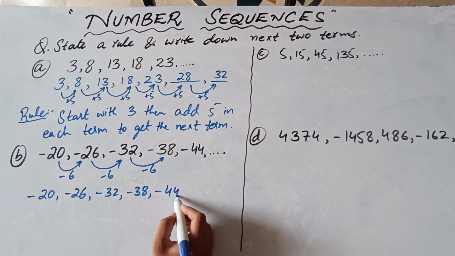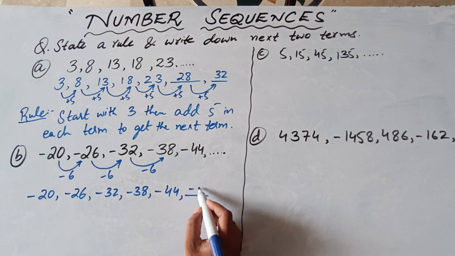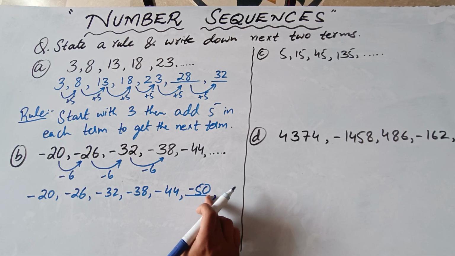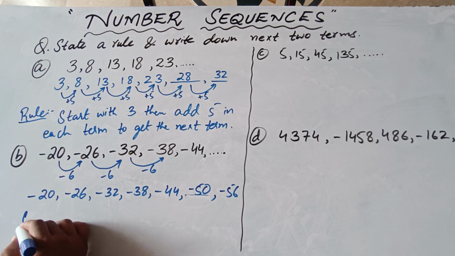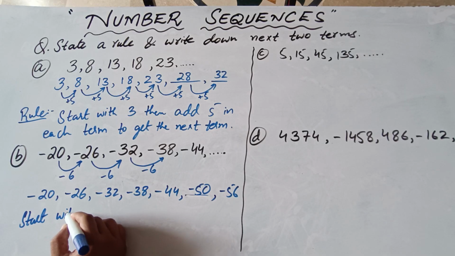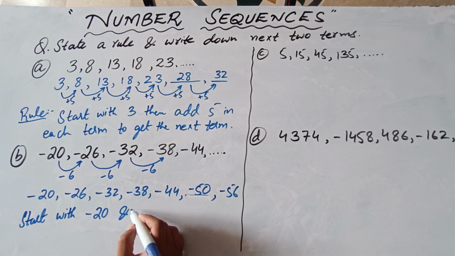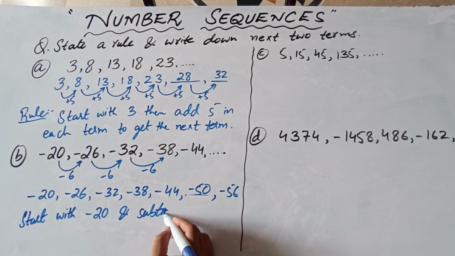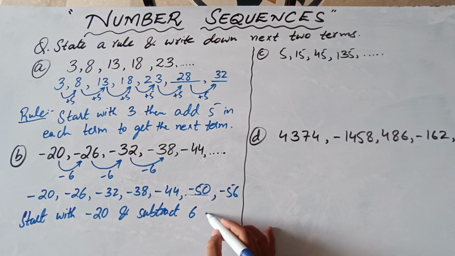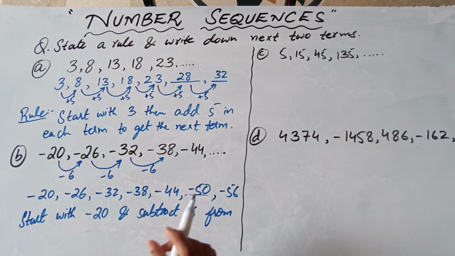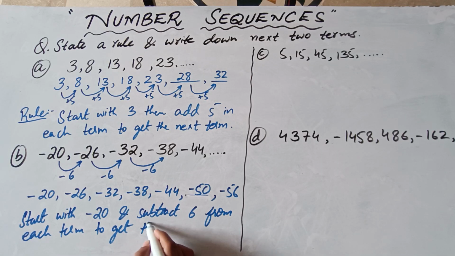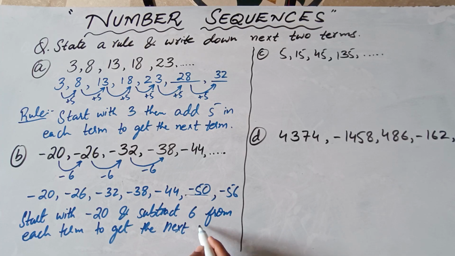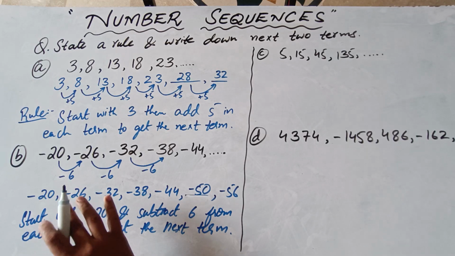So how do we get the next terms? The next term would be negative 44, and the one after that would be negative 50. Now how do we write down the rule? Start with negative 20 and subtract 6 from each term to get the next term. So this is how to write down the generalized rule for a particular sequence.